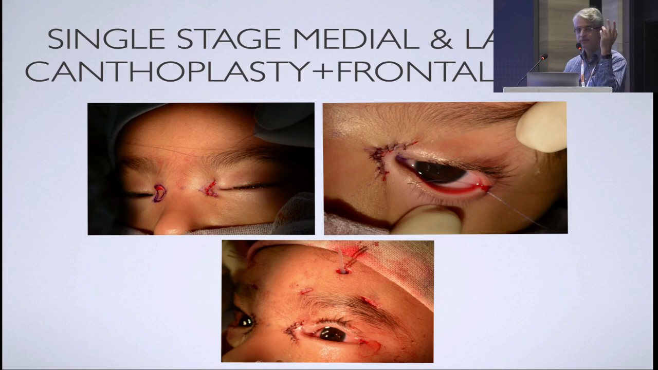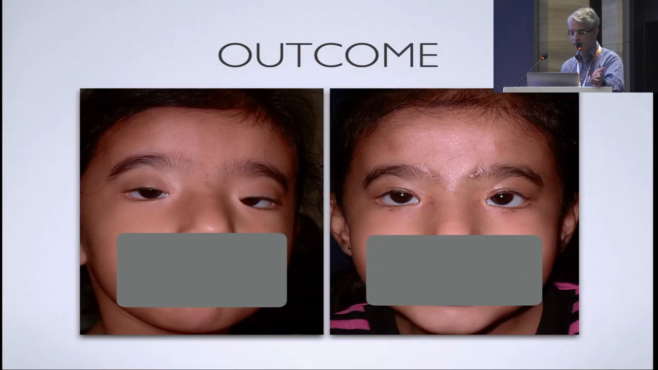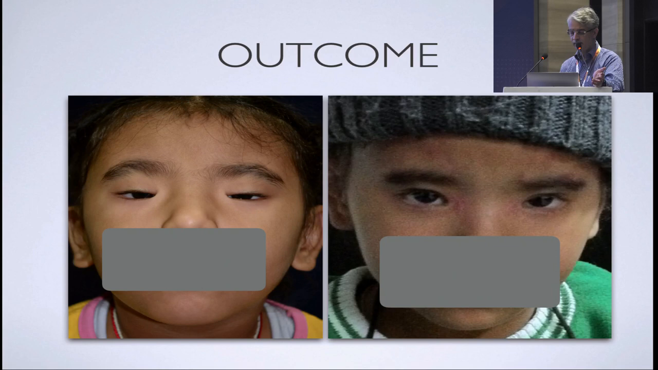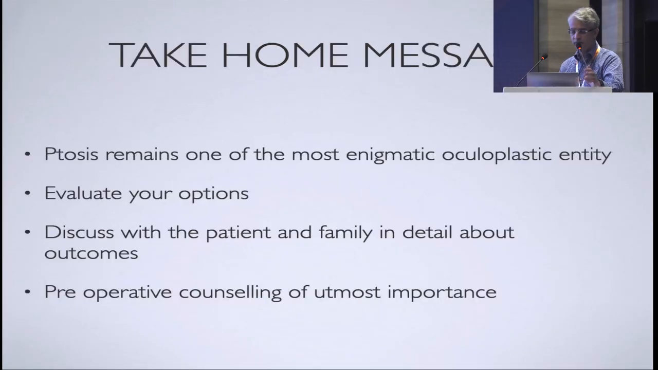I particularly use canthoplasty with sling surgery for such cases, and that can be done in the same sitting itself, reducing the number of anesthesias which are required and the recovery time. And these are a few examples of the single stage blepharophimosis surgery. Thank you very much. Just to conclude, ptosis gives you a lot of options.